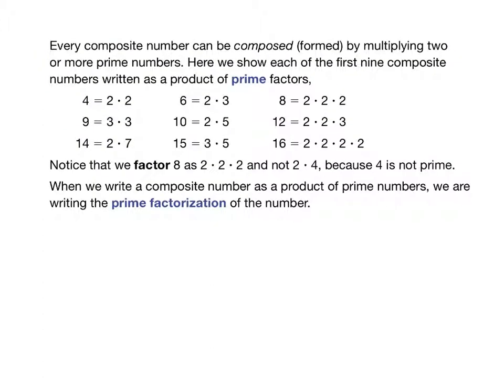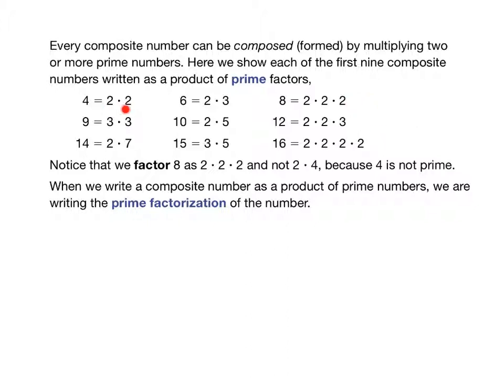All right, our goal next is to be able to write the prime factorization of a number. So write this word down, prime factorization. We write a composite number as a product of prime numbers. So that's what prime factorization is. Writing a number as a product of prime numbers. So here are the prime factors of the first 9 numbers.